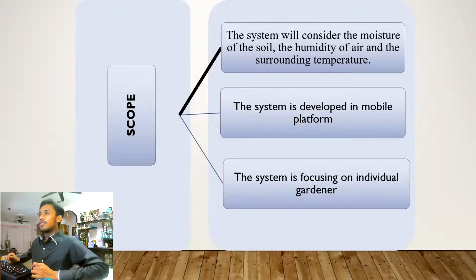So the scope of this project is that the system will consider the moisture of the soil, the humidity of the air, and the surrounding temperature. These three data will be used during the machine learning process to predict the irrigation. Next, the system is developed on a mobile platform, which is the Android platform, not for the iOS platform. And lastly, the system is focusing on individual gardening, so it is not suitable for large scale crops such as a paddy field.